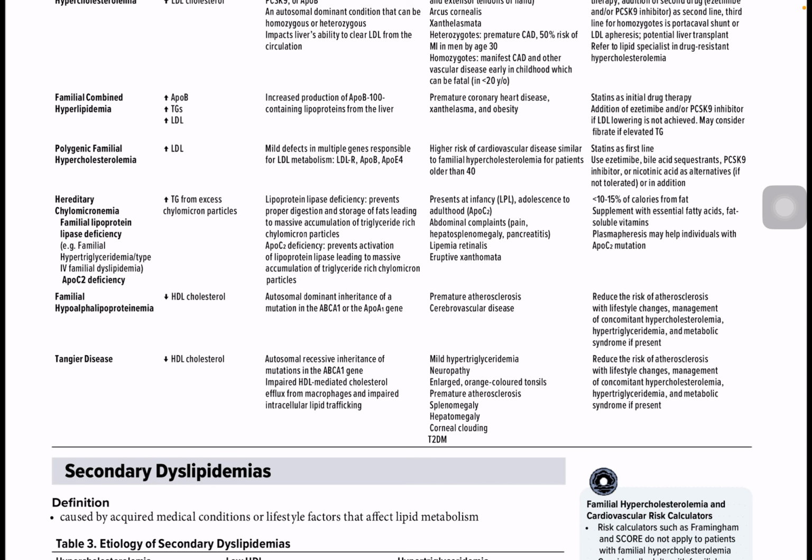Hereditary chylomicronemia: high triglyceride, deficiency of lipoprotein lipase. Polygenic familial hypercholesterolemia: high LDL, and you have to treat with statins. The above three you have to treat with statins, and you just have to emphasize dietary restriction and lifestyle modification. Familial combined hyperlipidemia: high LDL, high triglycerides, high ApoB. Familial hypercholesterolemia: high total and high LDL cholesterol. So this is the table that you have to remember. Moving forward, secondary dyslipidemia is caused by an acquired medical condition or lifestyle factors that affect lipid metabolism.